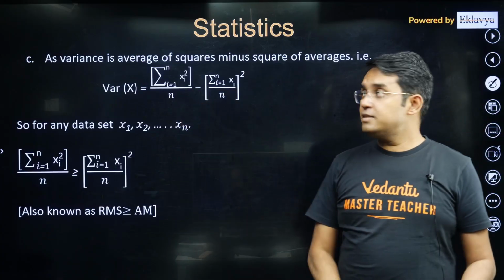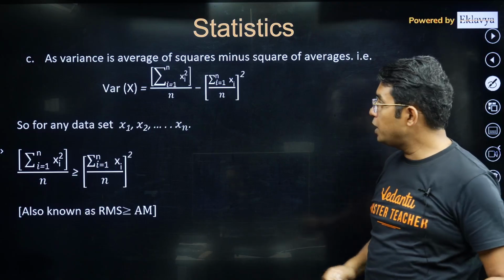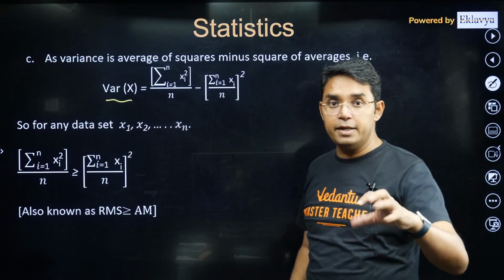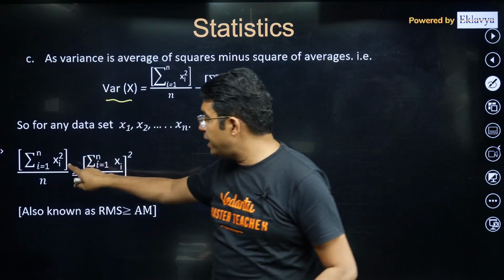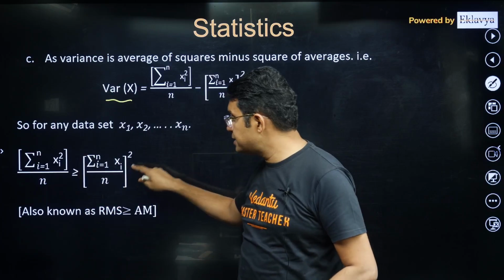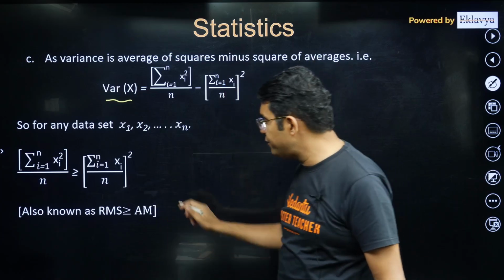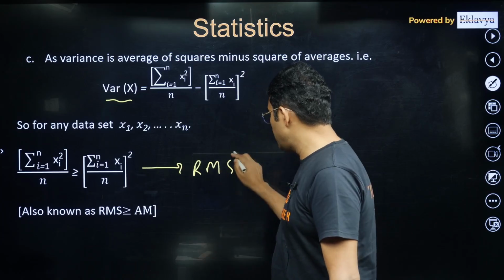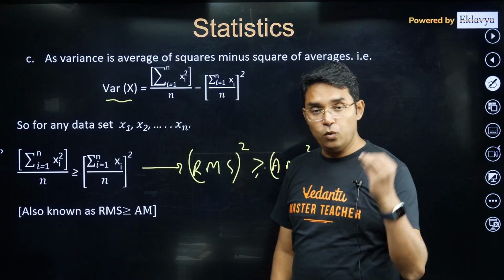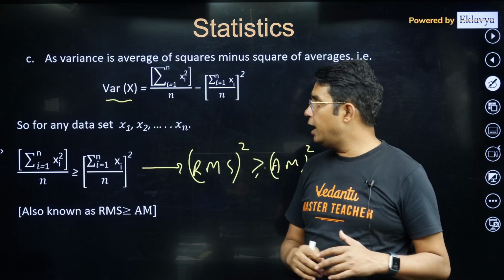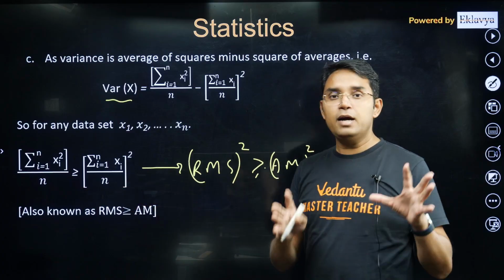Next thing, variance, as I told you, is average of squares minus square of average. Because variance is always a positive quantity, we get one very important inequality from here, that sigma xi square upon n is greater than or equal to (sigma xi upon n) whole square. This is also known as RMS greater than or equal to AM. In fact, this is actually RMS whole square greater than AM square. Equality will happen only if all x1, x2, x3 are the same numbers. If they are not the same, then there will be a difference.